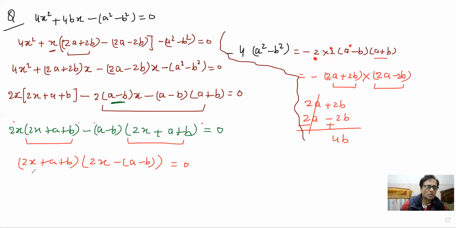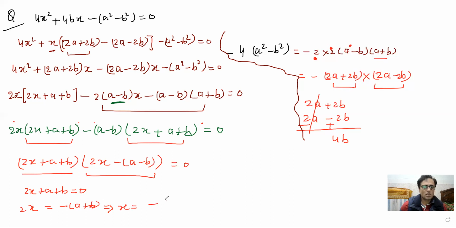The same concept I will apply. There are two factors, one is this factor from here to here and another factor is this one. The multiplication of these two factors is 0, it means one of them is 0. So I'm putting 2x plus a plus b is 0. Then 2x can be written as minus a minus b, taking minus common, a plus b, and x can be written from here, x is equal to minus a plus b upon 2. That is the first answer of the question.